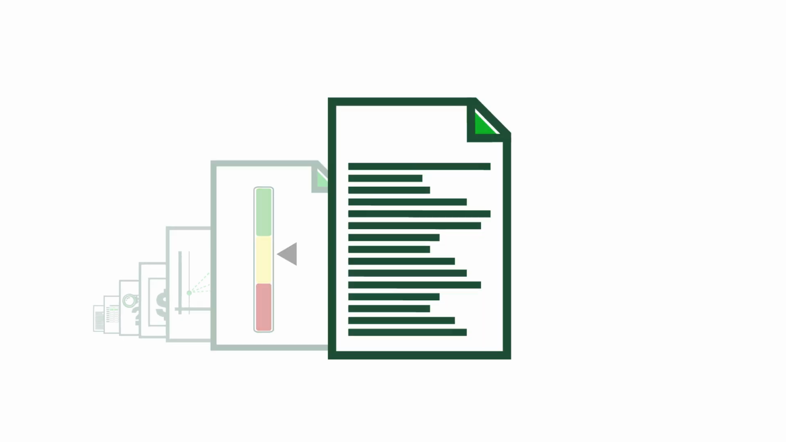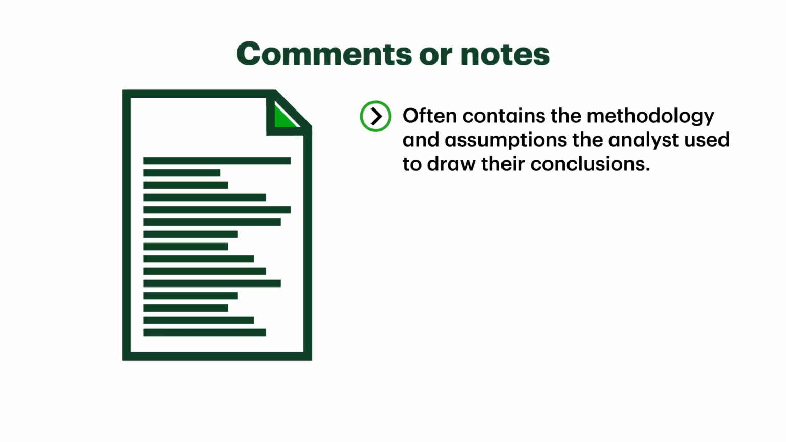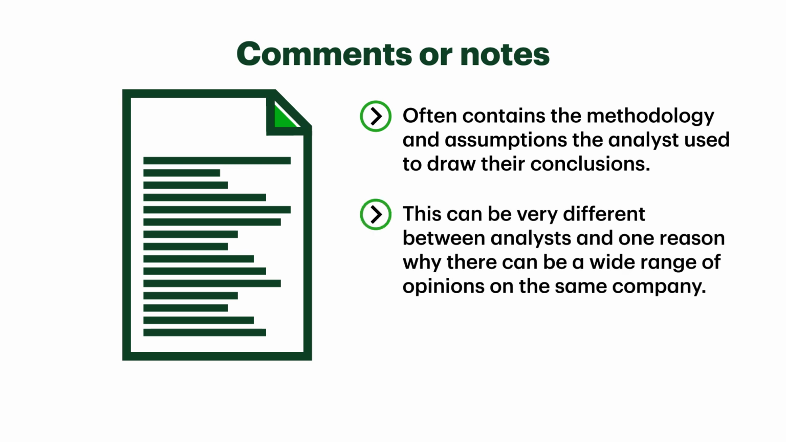Lastly, the additional comments or notes section. This often contains the methodology and assumptions the analyst used to draw their conclusions. This can be very different between analysts, and one reason why there can be a wide range of opinions on the same company. So that's a quick rundown of what to look for when reading a stock analyst report.